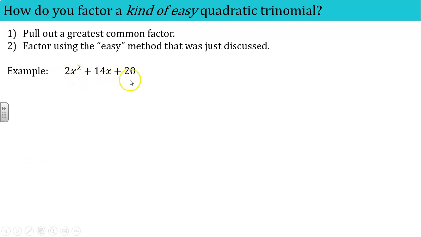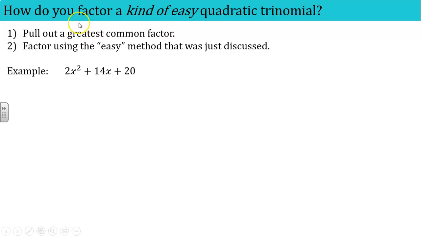All right, let's talk about kind of easy quadratic trinomials and how to factor them. So at first glance, you would look at this and say, oh, shoot, we have a 2 in front of the x squared term. This is not an easy quadratic. But let's go up here to these two steps, and we'll see that it actually is an easy to factor quadratic kind of in disguise.